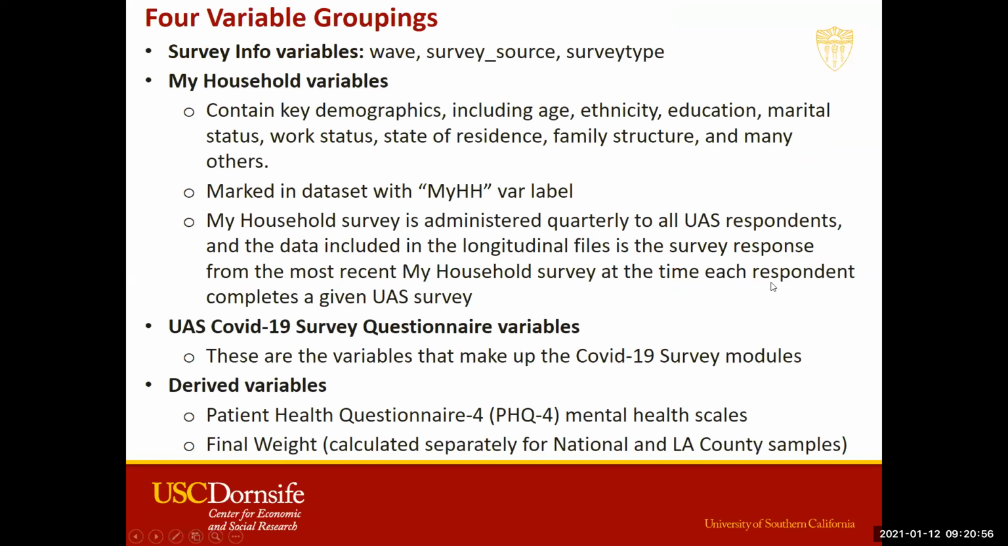So the variables in the file can be divided into 4 groups. I'm not going to go into this in much detail, but you have survey info variables telling you the wave, the survey source, which is the UAS number, and the survey type. You have My Household variables, which are marked in the dataset labels. You'll see those in the variable labels all have My Household, MIHH, at the beginning of the label. You have the main core, the UAS COVID survey questionnaire variables, then you have a few derived variables, including the weights.